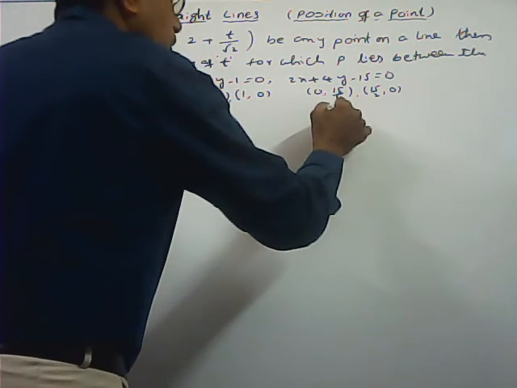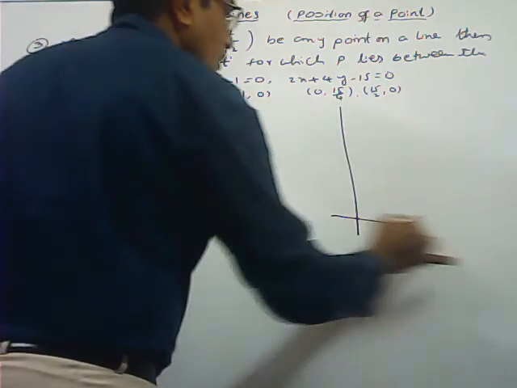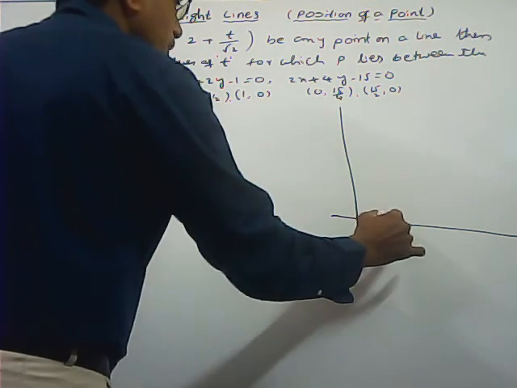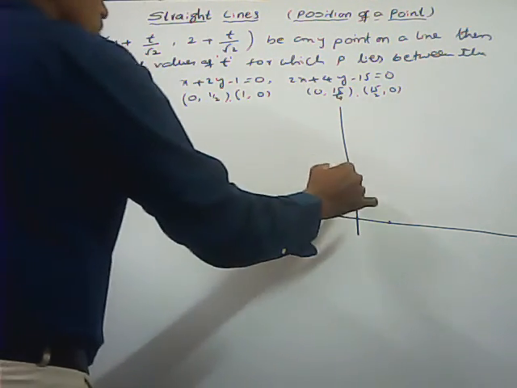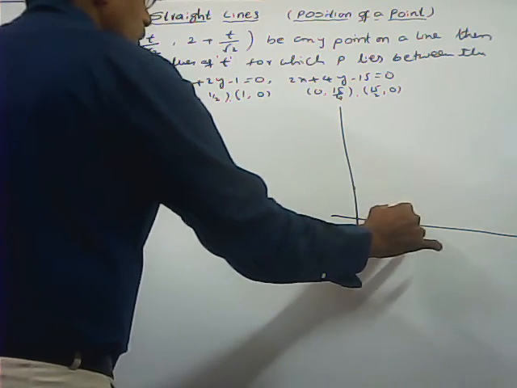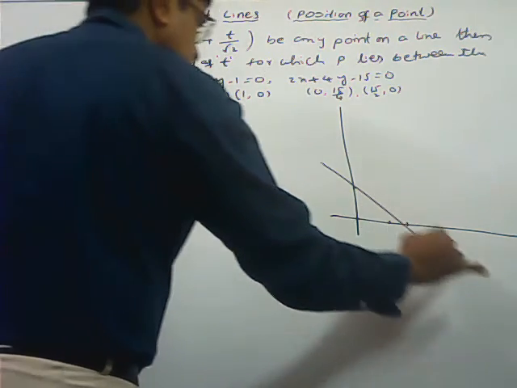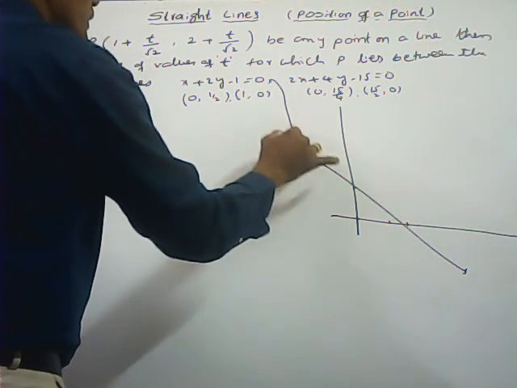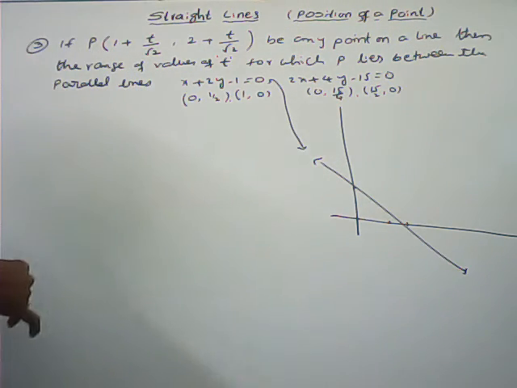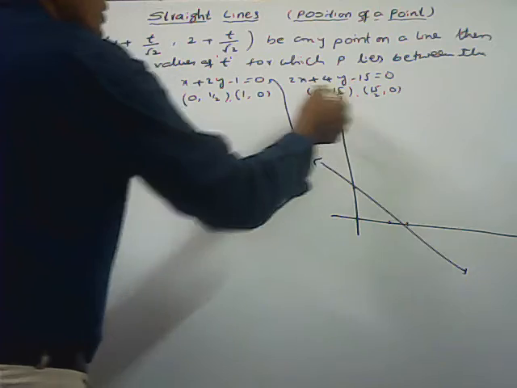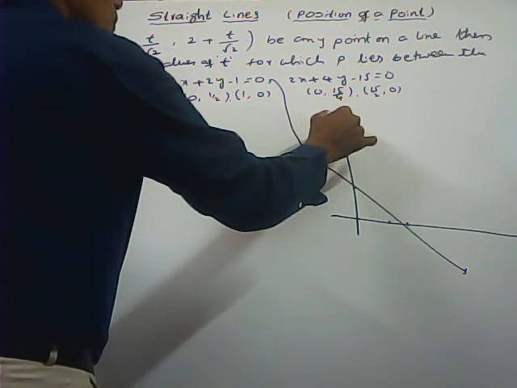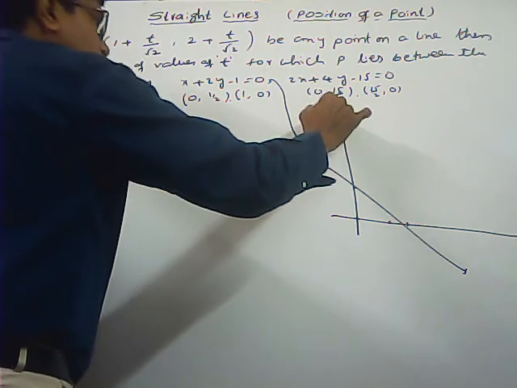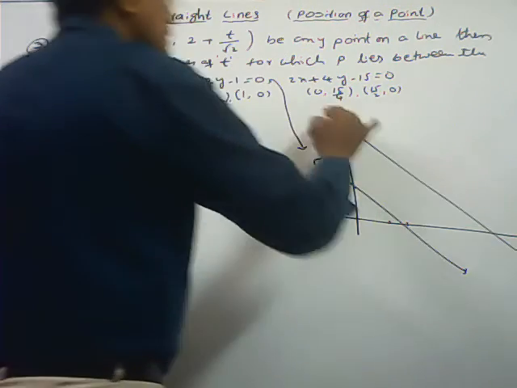I am drawing both the lines to get the clarity. 0 comma 1 by 2, and 1 comma 0. This is one of the lines, x plus 2y minus 1 equals 0. And here 0 comma 15 by 4, nearly 0 comma 4, and 7.5 comma 0. Like this. This is the second line.